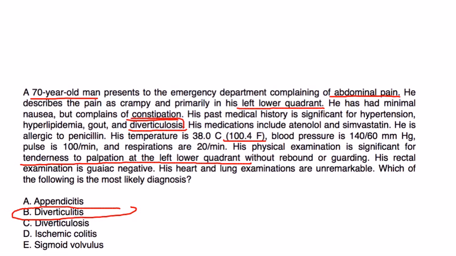He already has diverticulosis, but in this case he's presenting with fever and an acute abdominal pain in the left lower quadrant, and he's an elderly gentleman. So, without a doubt, diverticulitis. Classic presentation. It's interesting that they put appendicitis. That would be right lower quadrant pain. We just wanted to point that out.